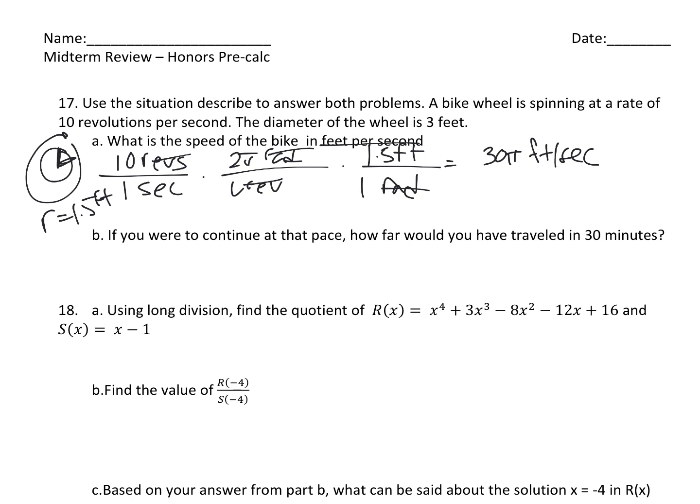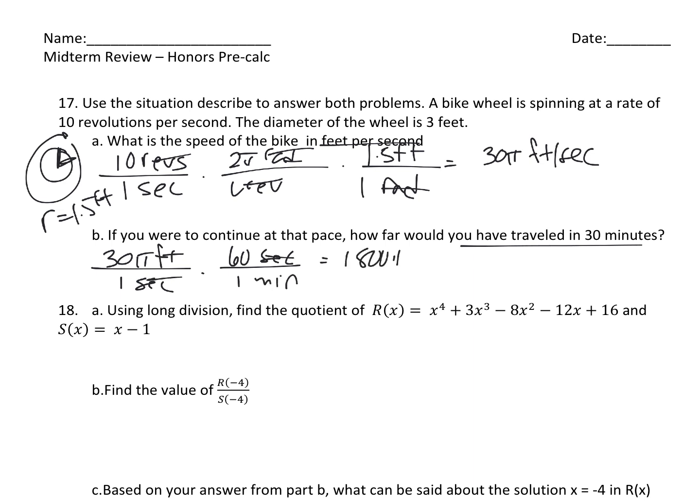Okay, so now the next question is, how far would we travel if we had gone this speed for 30 minutes? So we basically need to take our 30 pi feet per 1 second and convert that into minutes. So that's going to be 60 seconds in 1 minute. And so I get 18,000 pi per minute. And then finally, I take the 18,000 pi and multiply that by 30. And so that gets me 54,000 pi feet. So quite a distance, whatever that is going to end up being.